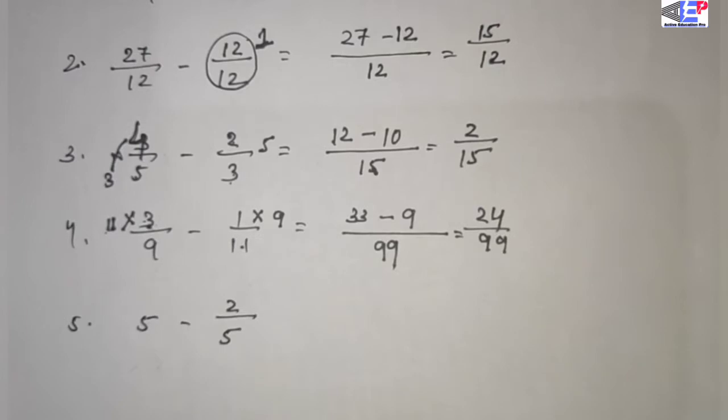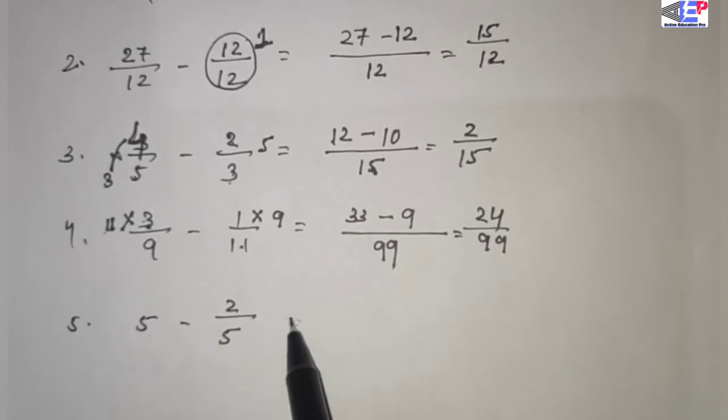Remember here, how do you know which is greater, 5 or 2 by 5? It is a whole part, and the other is a part of a whole. 5 is whole, complete, full. Here it is a part. So obviously 2 by 5 is a proper fraction. It is less than 1, so obviously it is less than 5. So 5 minus 2 by 5.